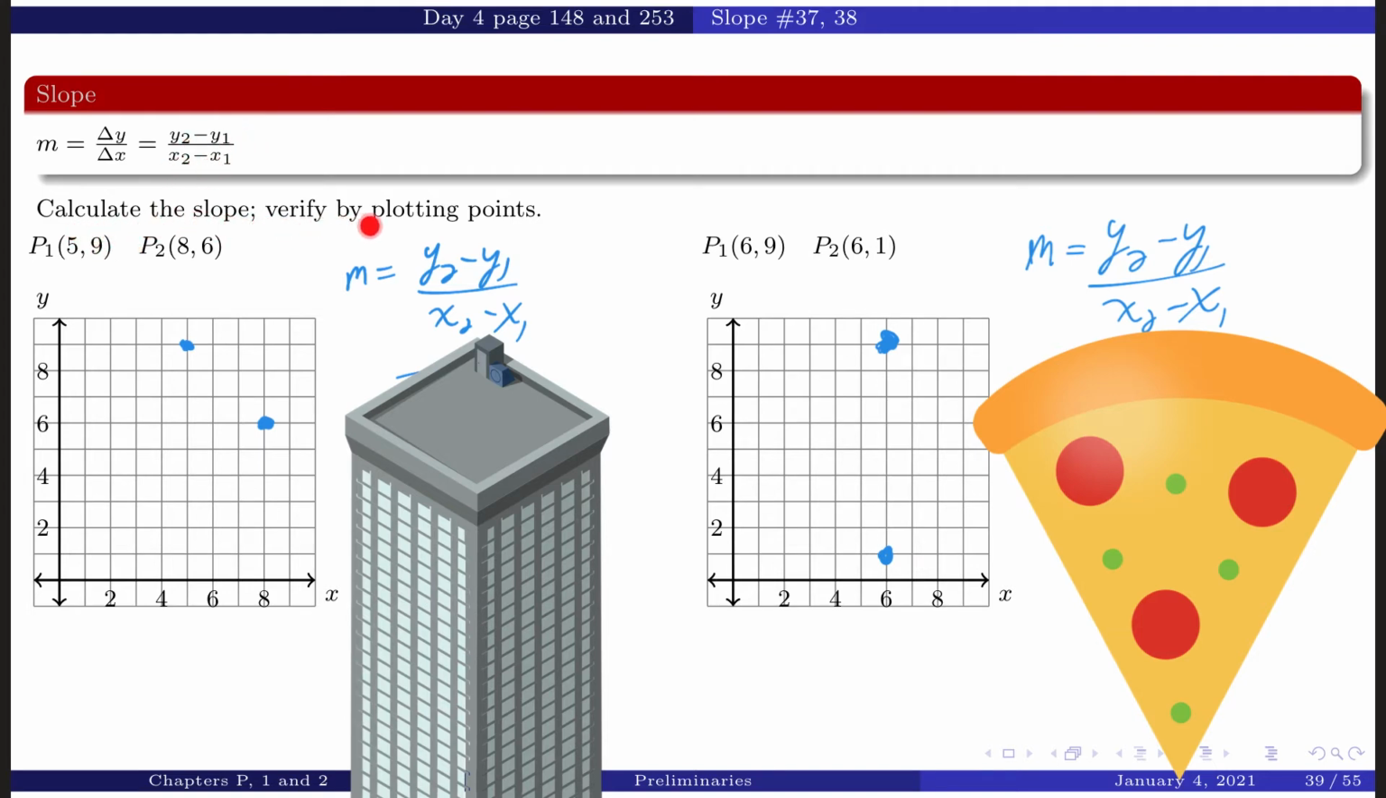Example says calculate the slope, verify by plotting points. So I plotted the points, and now I need to calculate the slope. We don't like to plot all the time because it's awfully slow, so we'd like to be able to find the slope just from a formula. So again, pause the video, plug in the values where they belong into this formula, and see if you can get the slope correct. Do the same thing for this example. I've plotted the points, I've given you the formula. Your job is to practice substitution and simplifying. Pause the video and get the 2 answers.